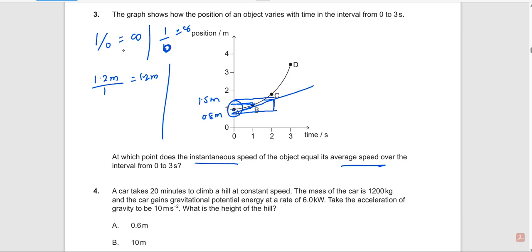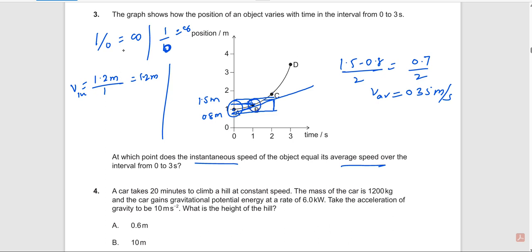So the slope here is nothing but 1.5 minus 0.8 divided by 2, which should be equal to how much? 0.7 by 2, which is equal to 0.35 meter per second. What is this now? This is your V average. What is the V instantaneous I got? V instantaneous 1.2 meter per second. So definitely B is also not the right answer, right?